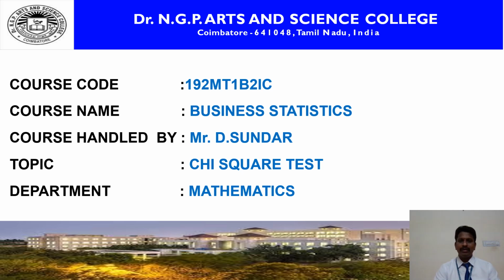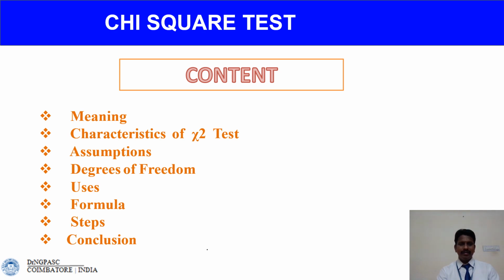We discuss the chi-square test. The chi-square test is applied in statistics to test the goodness of fit. Now we are going to see the meaning of chi-square test, characteristics of chi-square test, assumptions, degrees of freedom, uses, formula, steps involved in chi-square test and conclusion.